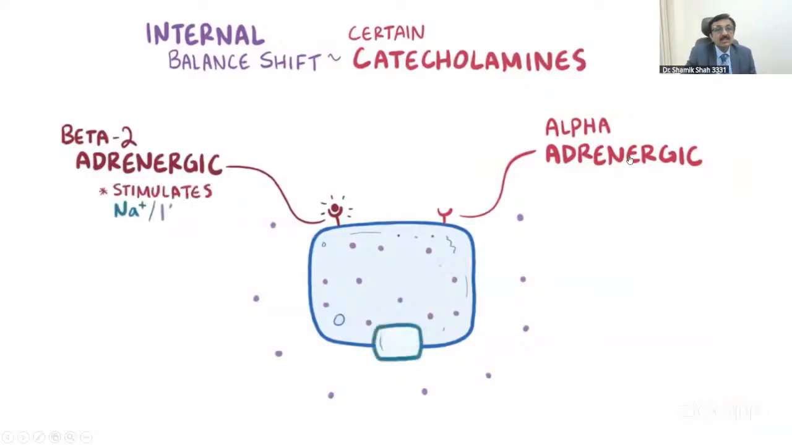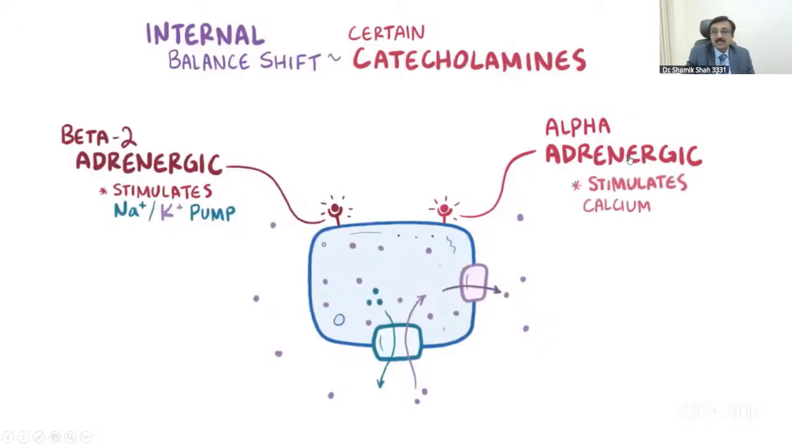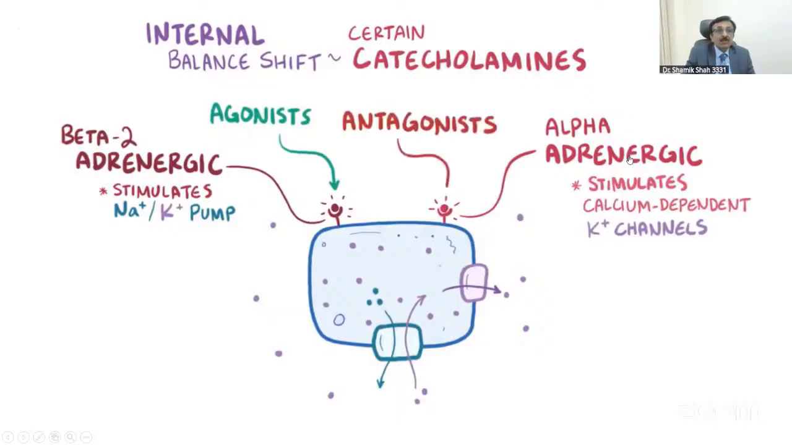When beta-2 adrenergic receptors are stimulated, it stimulates the sodium-potassium pump, and that means potassium moves in and sodium moves out. And when there is alpha adrenergic stimulation, it causes the calcium-dependent channels to get activated, which pushes calcium out. So when we talk about beta adrenergic agonists and alpha adrenergic antagonists, the use of these causes hypokalemia.